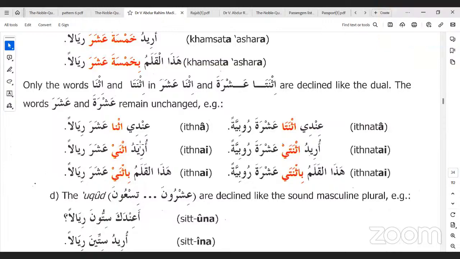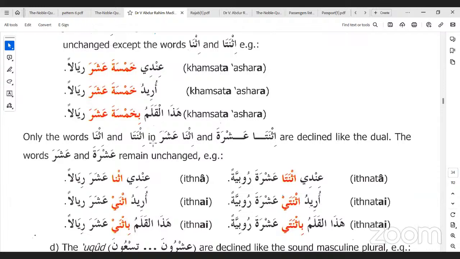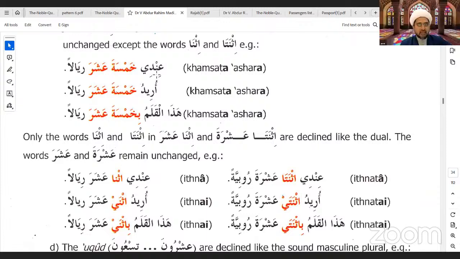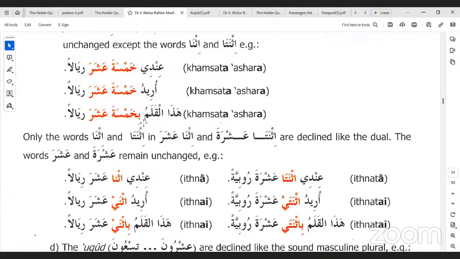So these are all in the Khamsata Ashra Rialan. In the first, khamsata is mubtada, uridu is a verb, khamsata ashar is coming as an object, but harakat fatah remains fatah. And in the last case, it is not bi khamsati, it remains bi khamsata, despite a preposition ba coming before it. So they are all in mansub.